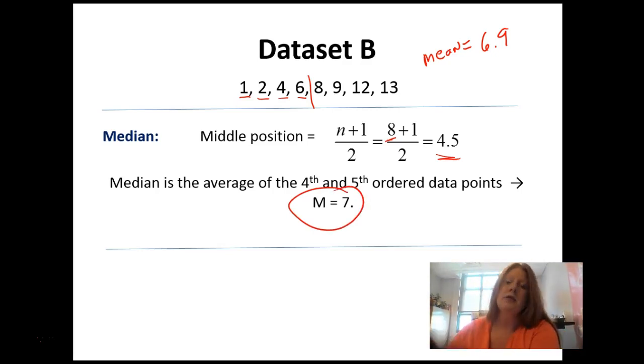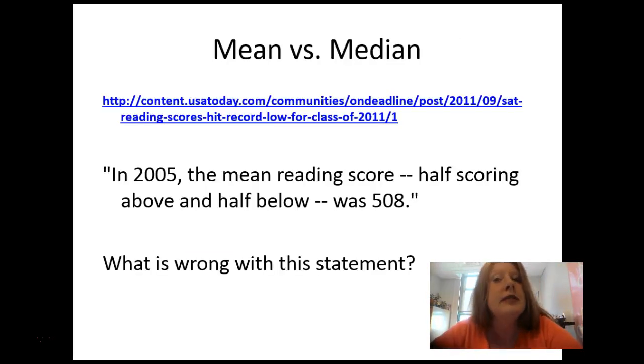Okay, so quickly before we wrap this one video up, I wanted to see if you knew what was wrong with this statement. So it's really important to understand the difference between the mean and the median. How are they different? In some data sets, maybe those numbers will be the same, but they refer to 2 different values within the data set. They're obtained in different ways.